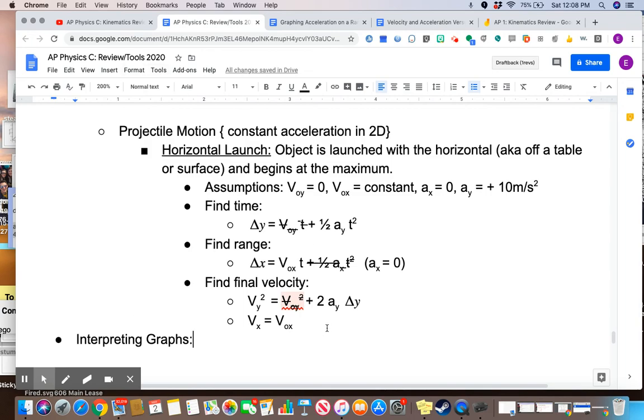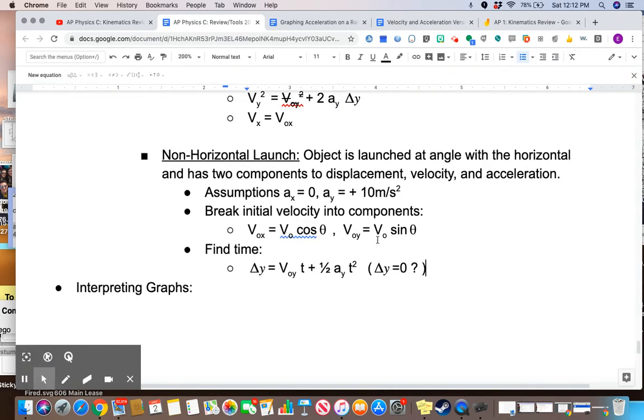Okay, so next we're going to talk about non-horizontal launch and the set of equations that you can use. Non-horizontal launch is our next type of projectile motion.